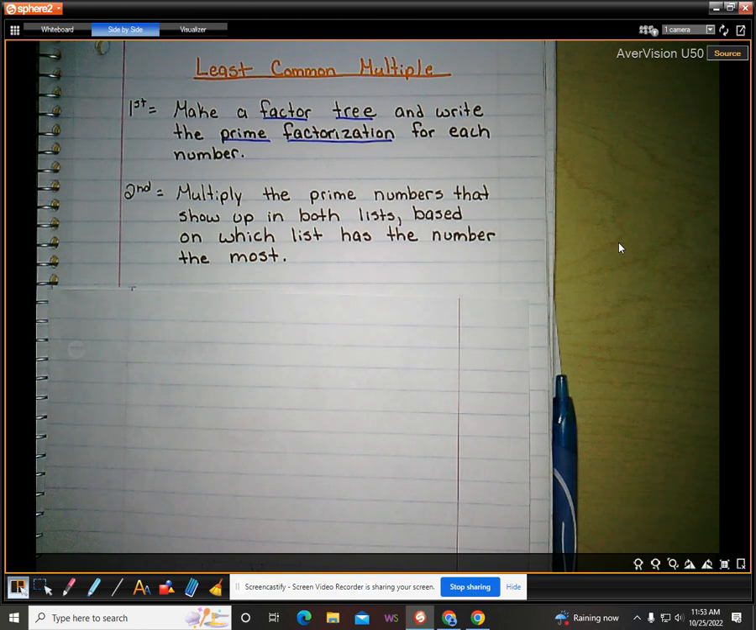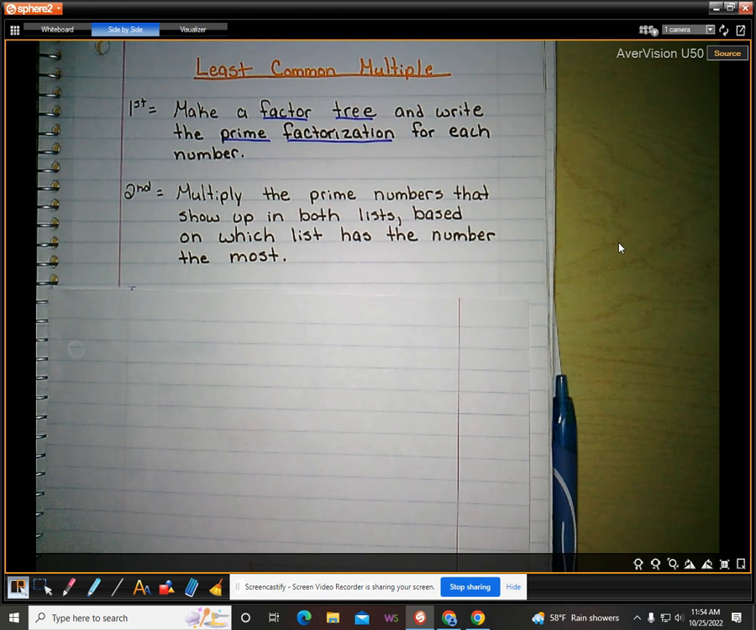Make a factor tree and write the prime factorization for each number. We did that on Wednesday. That's what we learned, factor trees and prime factorizations. Then on Thursday, that was step 1 to finding greatest common factor. So now we're using it again to find least common multiple. So step 1 is not new at all. This is our third day doing it. Make a factor tree and write the prime factorization for each number. First thing you're going to do.